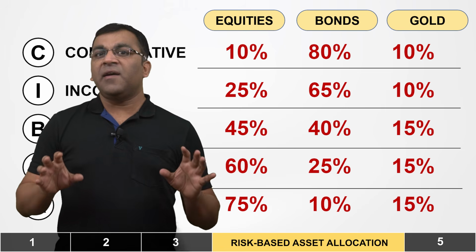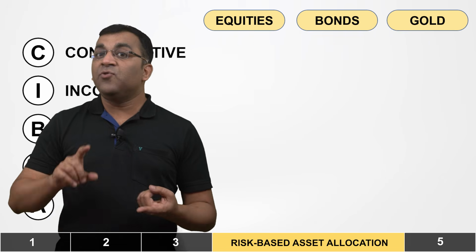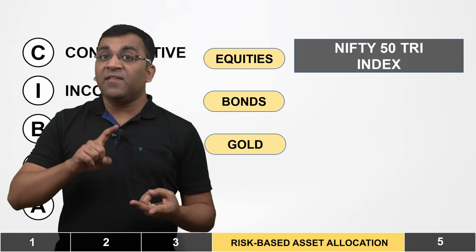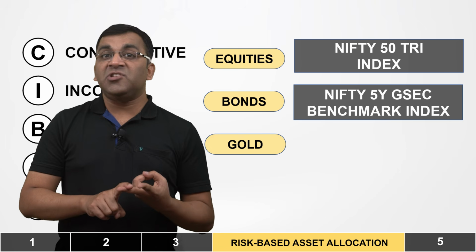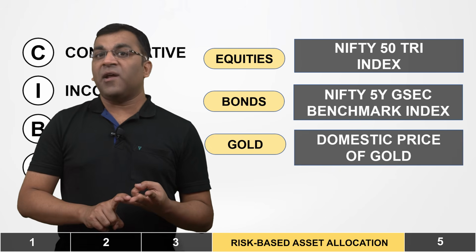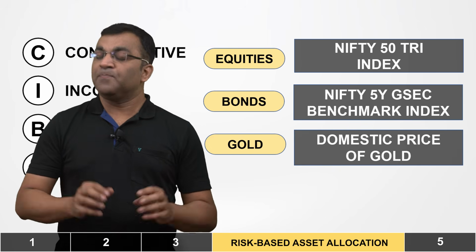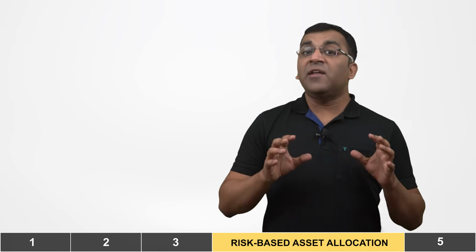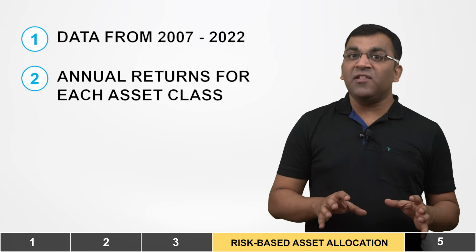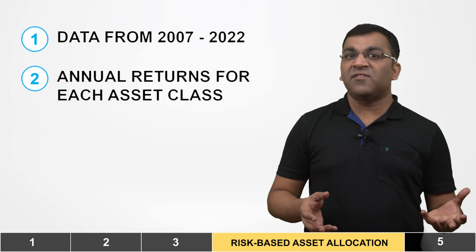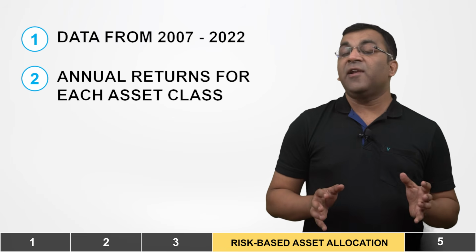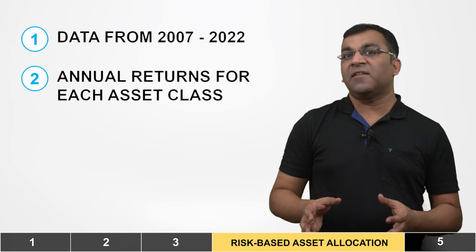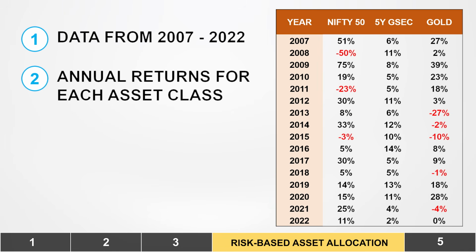But I'll keep it simple here, and to equip me with a data study, I'll be using the Nifty 50 TRI for equities, the Nifty 5-year benchmark GSEC index for debt, and the domestic price of gold as my investable securities. So here's what I did. I pulled out the last 16 years of data from these 3 instruments from websites like niftyindices.com and investing.com. I calculated the annual returns for each of these asset classes, and interestingly there were many years of negative correlation between equities and bonds, and even equities and gold, which is good from a diversification standpoint.